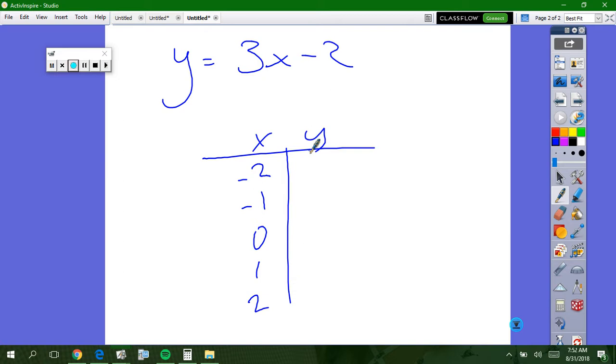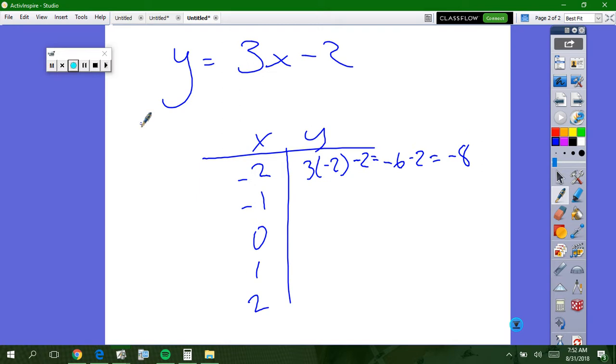So, -2, where is that going to be going? In for the X. So notice, once again, that's 3 times -2 minus 2, which is -6, minus 2, which is -8. Right? Everybody see what I did there? I plugged it in for X.